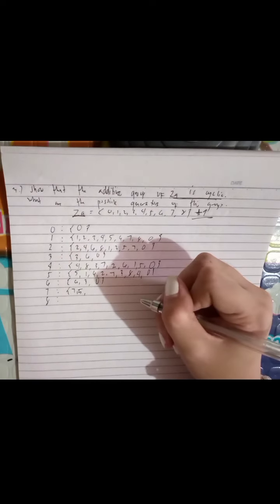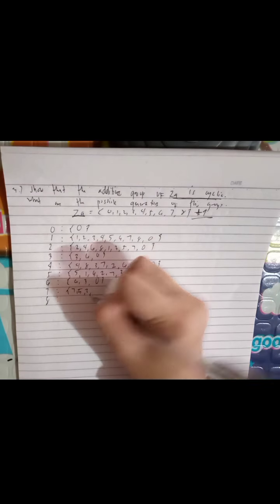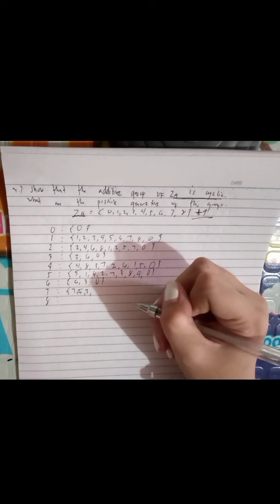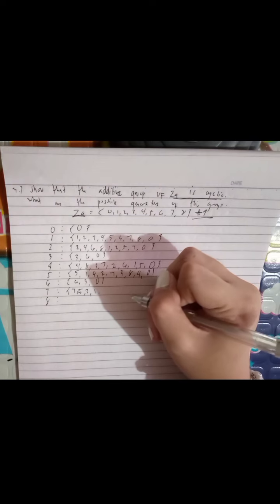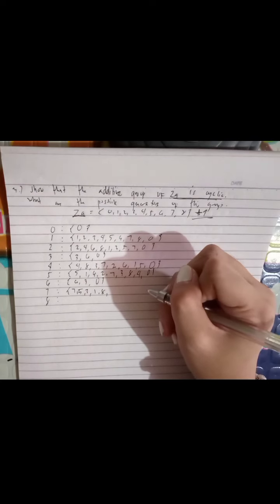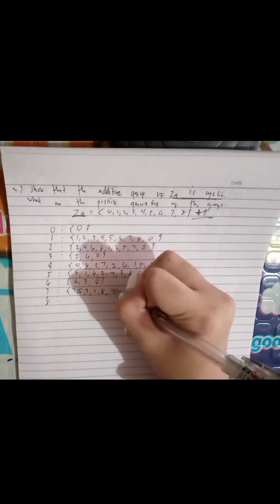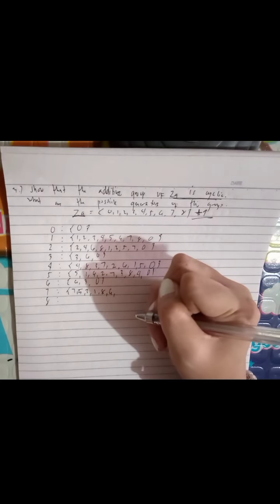7 raised to 3 is 21. Modulo 9, so 3. 7 raised to 4 is 28. Modulo 9, so we have 1. 7 raised to 5 is 35. Modulo 9, so we have 8. 7 raised to 6 is 42. And modulo 9, so we have 6. 7 raised to 7 is 49. Then modulo 9 is 4.